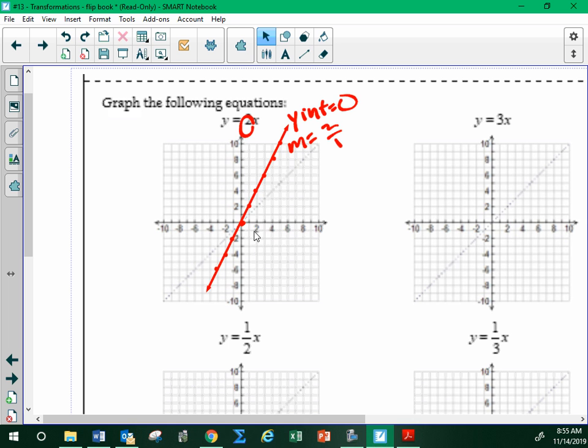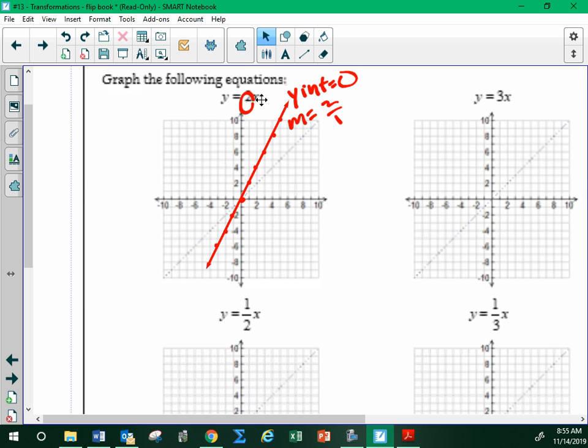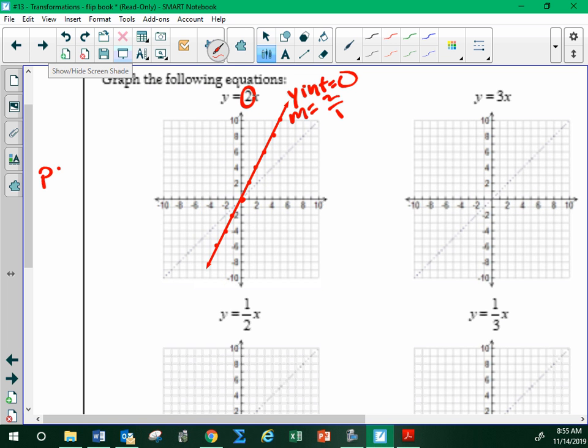Alright. So again, we have it goes through the point 0, 0, then up 2 over 1, up 2 over 1. Okay. So this was a positive 2 here. And if you think back to original parent graph, remember our parent graph is y equals x. What is my slope of the parent graph? What's my slope of y equals x? 1. So 1 in front, my slope is just 1.